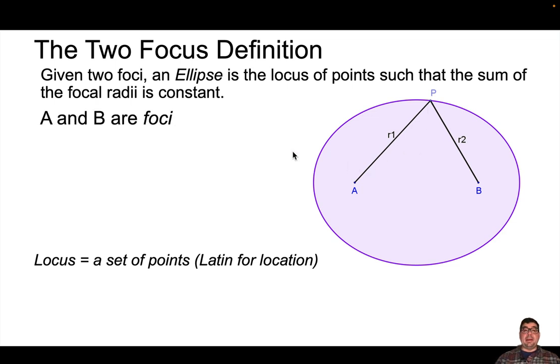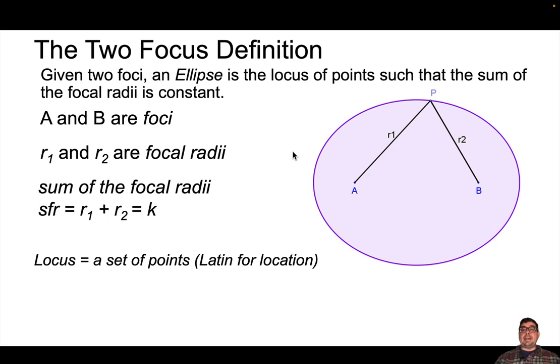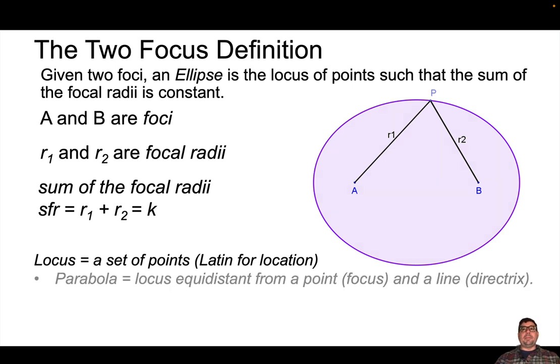It has to be. So if we have two foci, add up both radii, you always get the constant number, which I call the sum, or SFR, the sum of the focal radii. Now, we'll talk about why this is in a moment, but this also fits really nicely into the locus definition, locus, which is a collection of points, for the parabola and circle, and also the hyperbola.